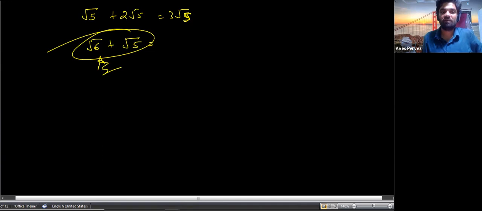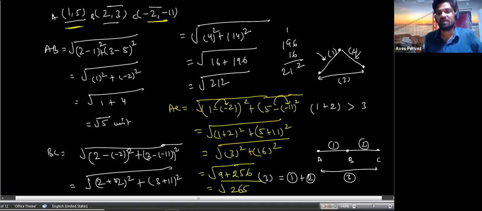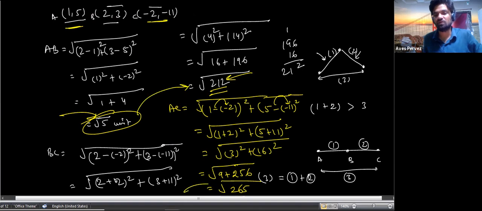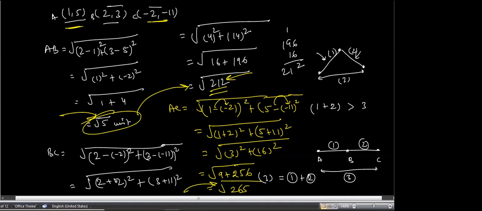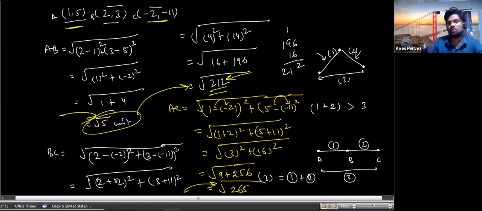So here we see that root 265 and root 212, this number is not divisible by 5. This is not going to have any factor of 5, and similarly we do not have this one. So if I have root 5 and root 265, then the addition of these two will not give you this one. So we will say that these are not collinear points. Got it? The sum of the two smaller distances, root 5 and root 212, is not equal to root 265.